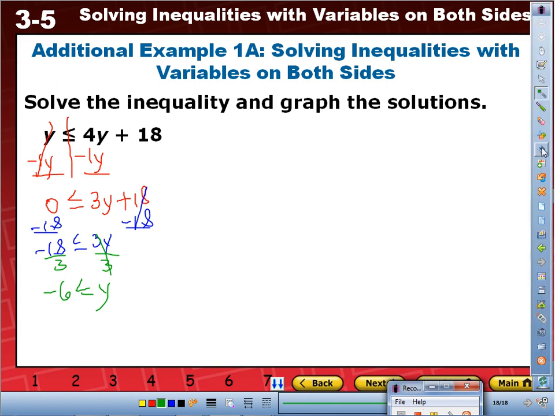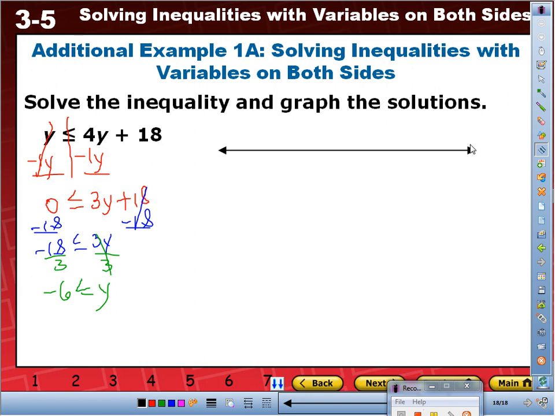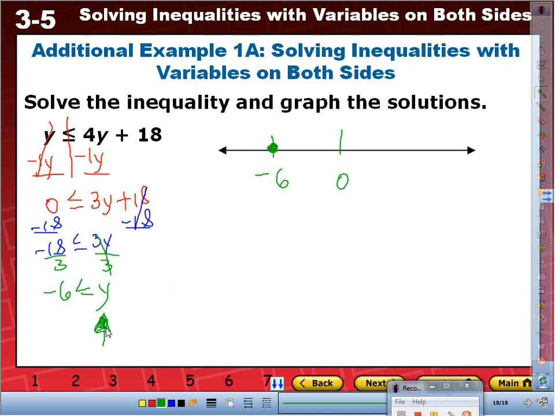All right, here we go. So the graph should look something like this. 0, and then we got, let's see, negative 6. It's our dividing point. Does it include the point? Yes, so I plot my point. And think about it: what numbers can I substitute in here? Negative 6 is less than that number, so that means all these other numbers are greater. So therefore it goes to the right, right?